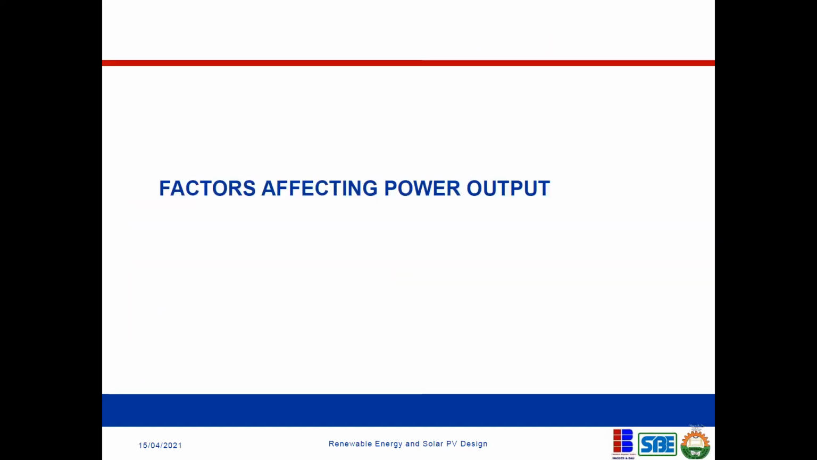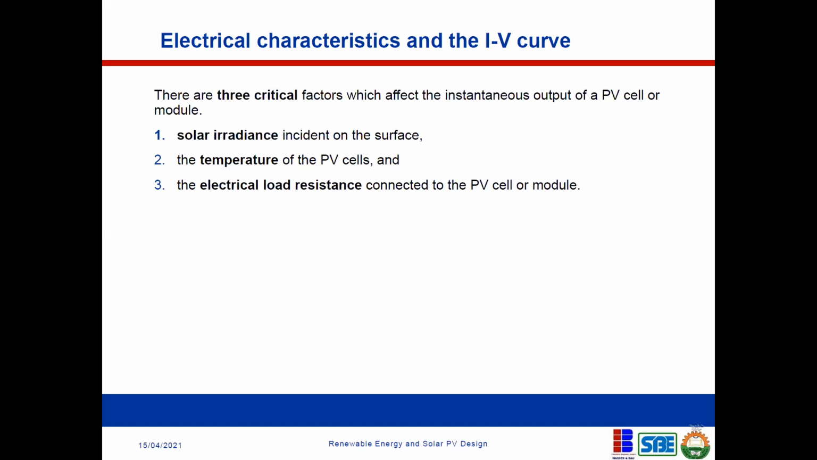So now let us look at the factors that are affecting the power output of a solar system. There are three critical factors which affect the instantaneous power output of a PV cell or the module. We've touched on some of them, but let me just reiterate. The first one is the solar irradiance incident on the surface. The amount of sun that is falling on the solar panel affects the amount of power that can come out from that PV module. Okay, that's the first one.